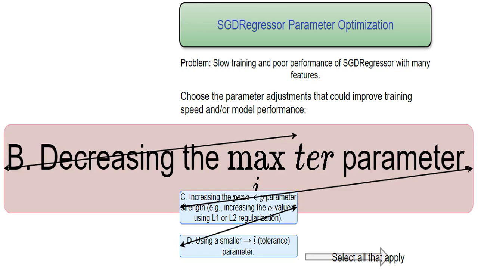Max_iter limits the number of iterations the algorithm runs. Reducing max_iter makes training faster, but the model might not have time to converge to the best solution. It's like stopping a journey before reaching the destination.